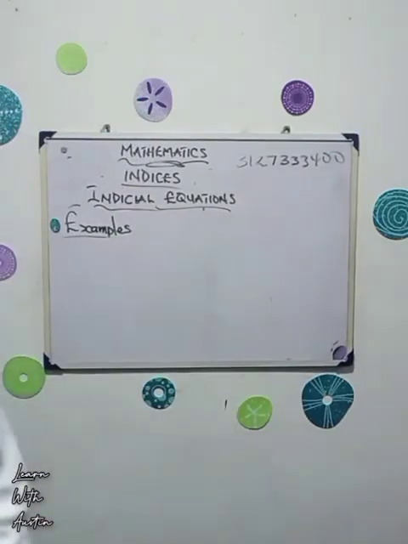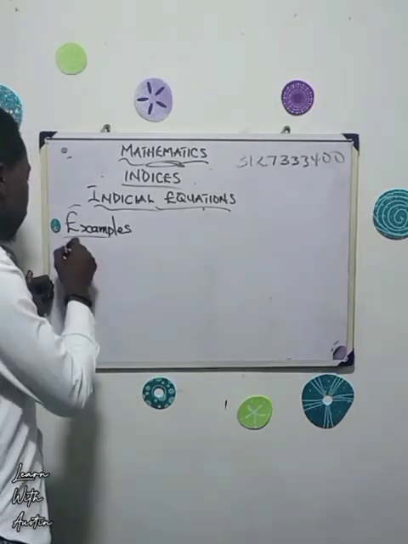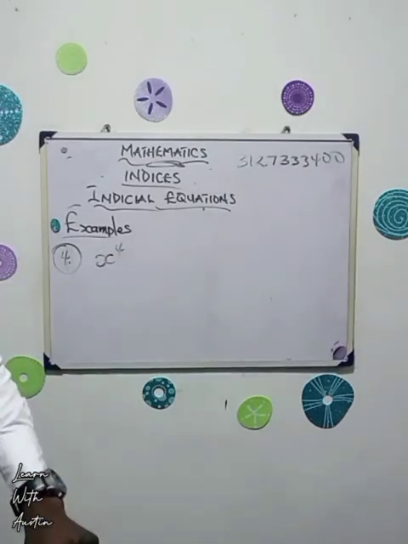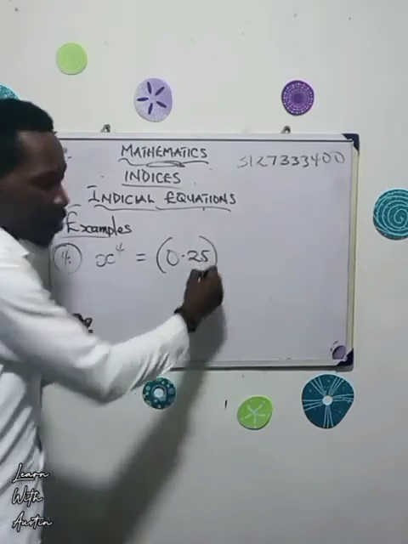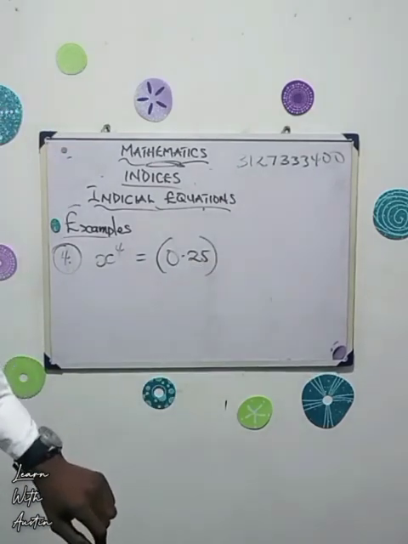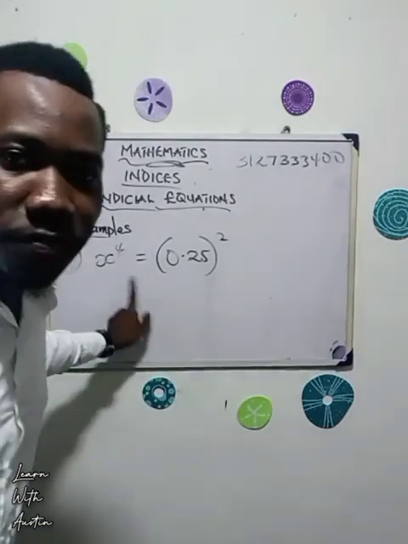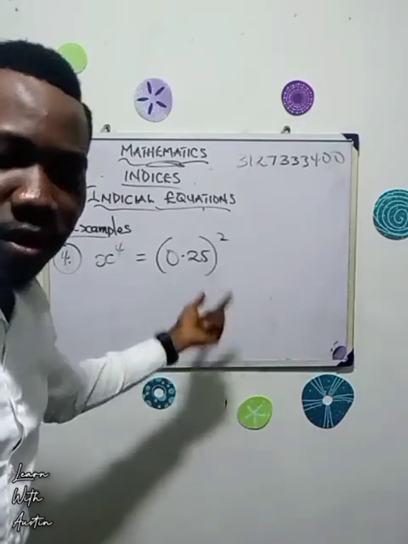So the next question says, x raised to the power of 4 equals, in brackets, 0.25 raised to the power of 2. X raised to the power of 4 equals bracket 0.25 raised to the power of 2, that's squared.